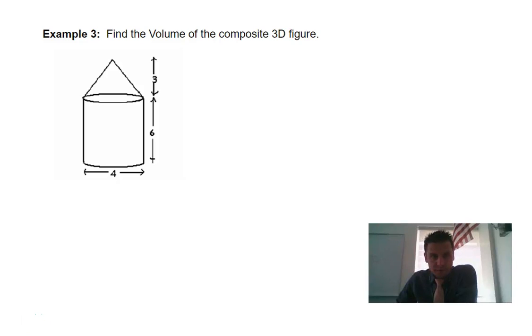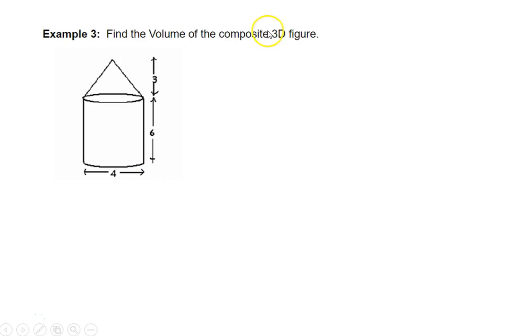All right, folks, we're here with example 3 from 8.3 on finding the volume of the composite three-dimensional figure. A composite three-dimensional figure is just when we take two figures and put them together. So if we want to find the volume of this entire figure, we can break it down into a cone and a cylinder. So we're going to find the volume of the cylinder, we're going to find the volume of the cone, and then we'll just add those two volumes together to get the volume of this entire figure here.